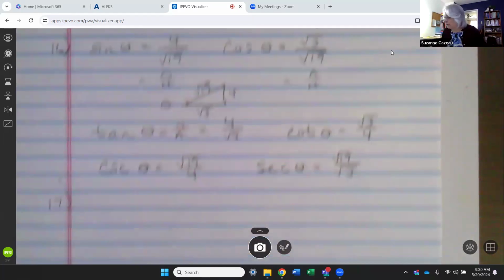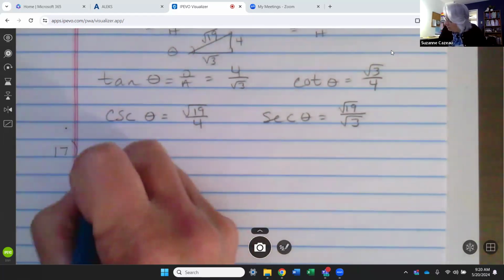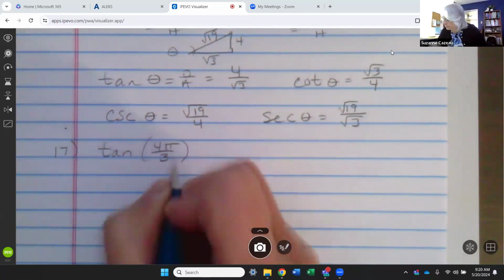It says again, use the unit circle. I never use the unit circle. I'll show you how I do it. Use the unit circle to determine the value of tangent 4 pi over 3.